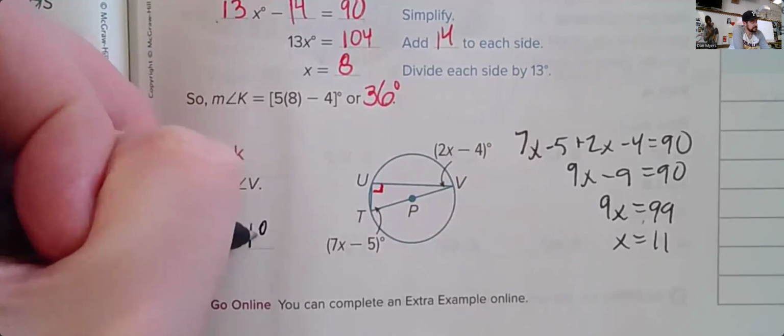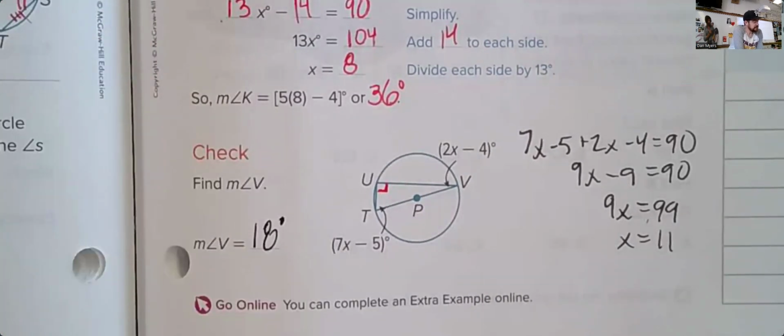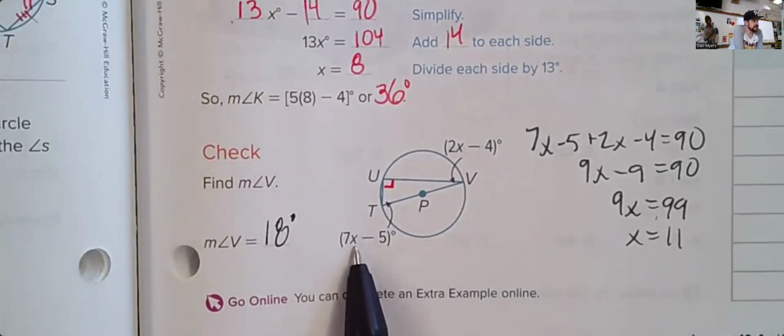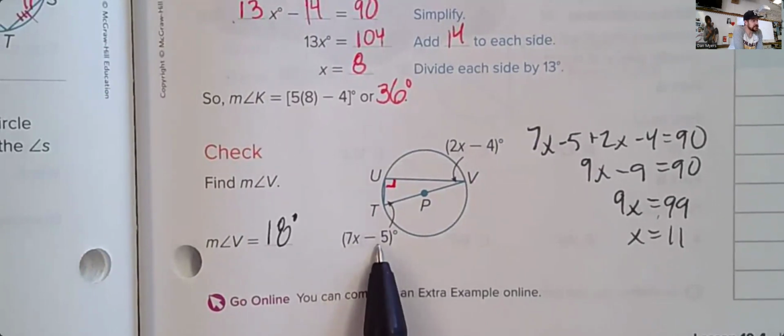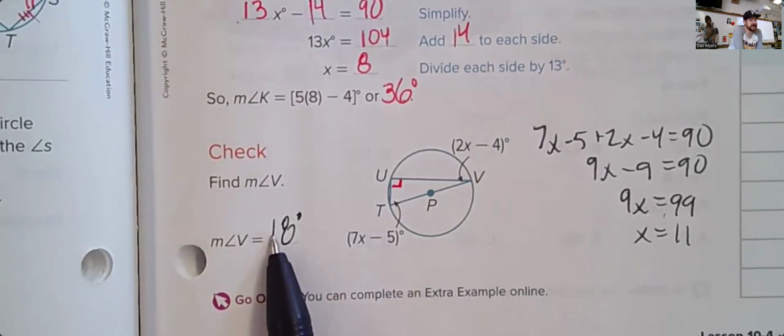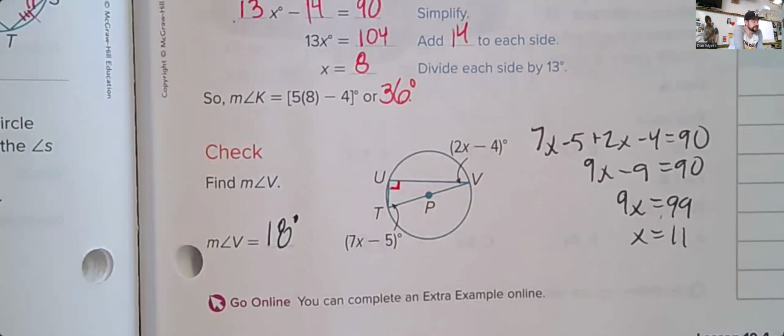18. Good. And we can verify that. 7 times 11 is 77. 77 minus 5 is 72. 72 plus 18 is 90. That all checks out.